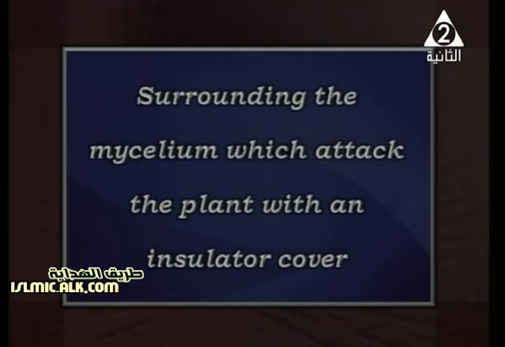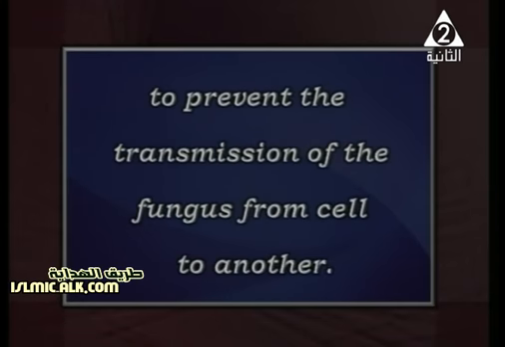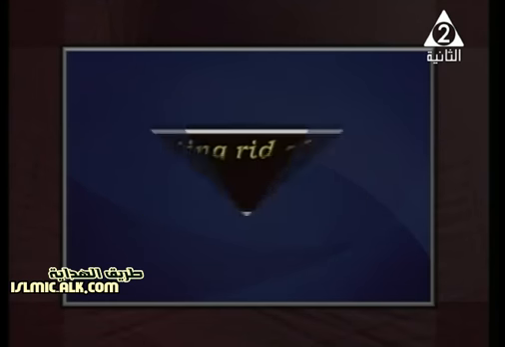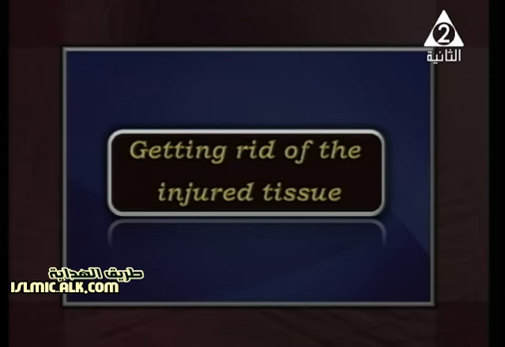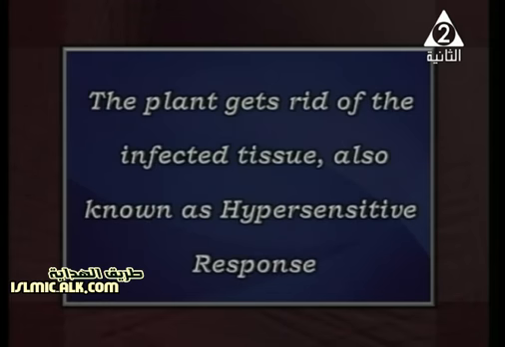And also surrounding the mycelium, which attacks the plant, with an insulator cover, and also to prevent the transmission of the fungus from one cell to another. How can we get rid of the injured tissue? And this is another way to remove the injured tissue. When the plant wants to eliminate the infected tissue, this process is known as the hypersensitive response.